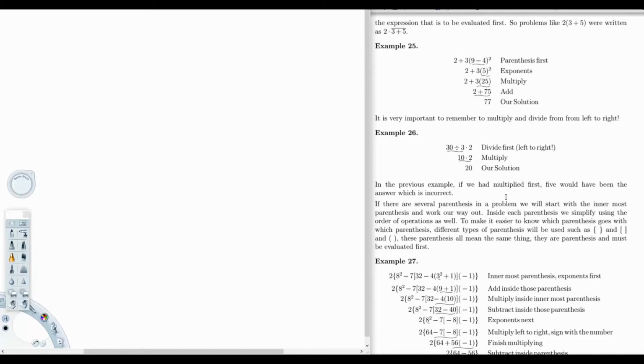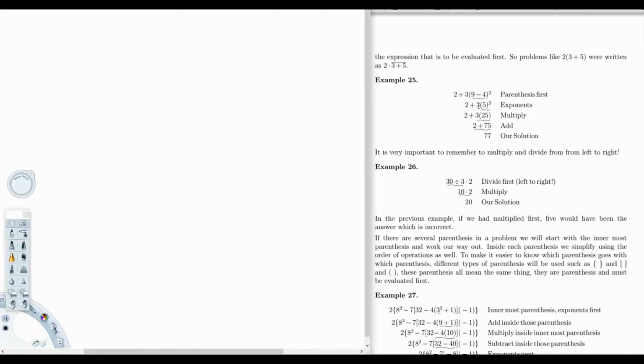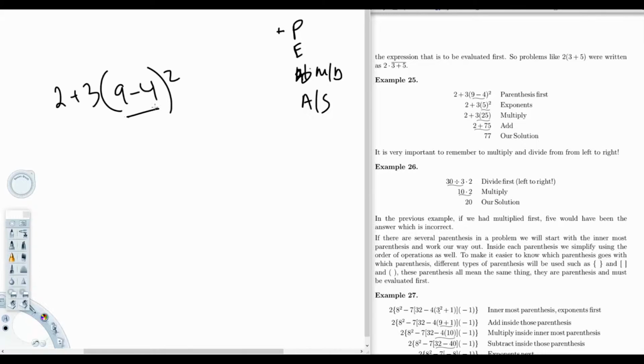Moving along. All right, so here we're going to do some real examples. I'm going to write it out here on the side. We have 2 plus 3 times the quantity 9 minus 4, squared. First, you have to do the parentheses, right? So it's parentheses, exponents, multiply, divide, add, subtract. Do we see any parentheses? We'll start with the top. Yes, here. So that's what we're going to do first.